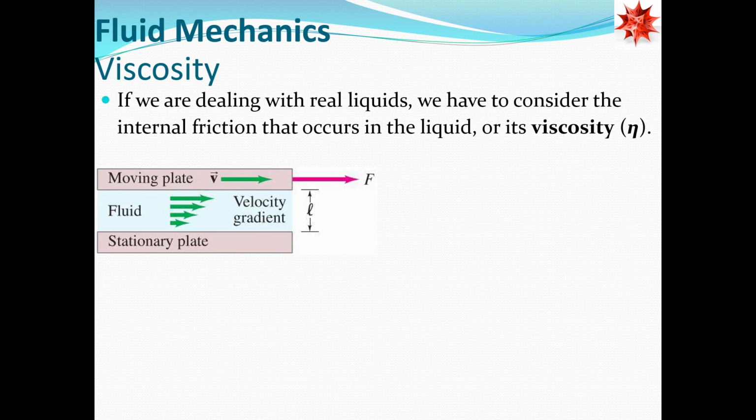One way to think about it is, you have a moving plate, and if you pull it with some force, it's going to move at a constant velocity because the liquid underneath is going to pull it back a little bit. And you end up getting a velocity gradient that moves all the liquid underneath it.